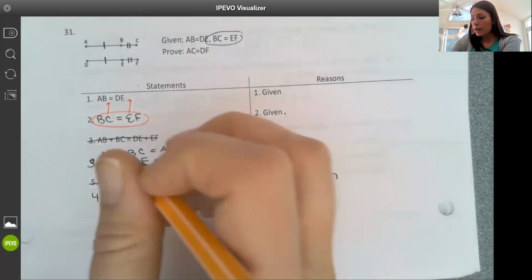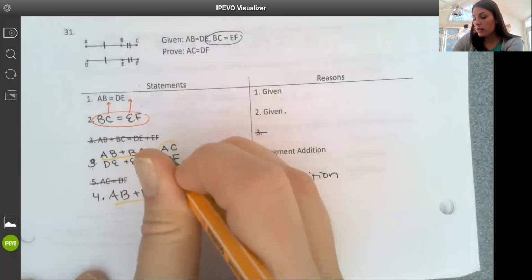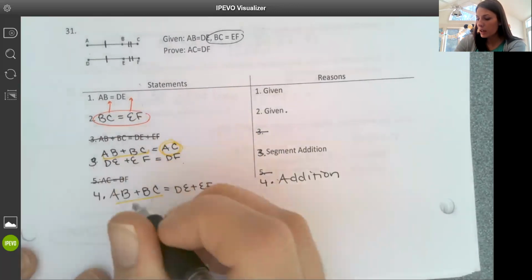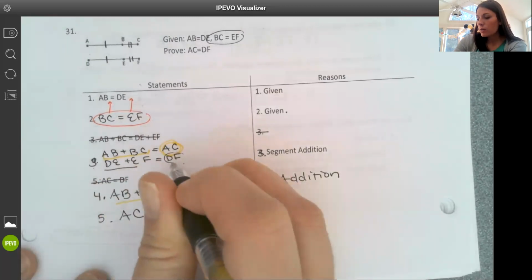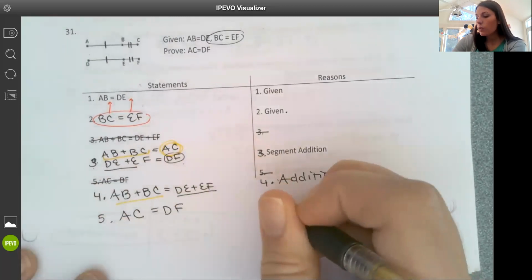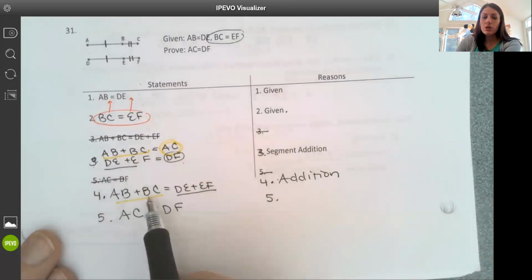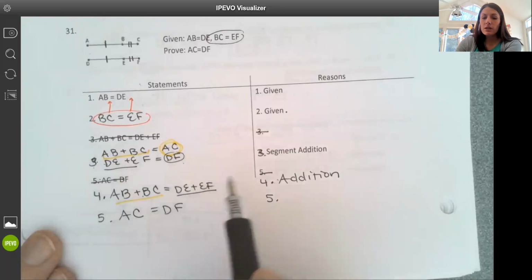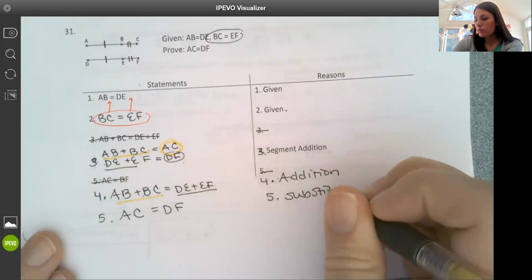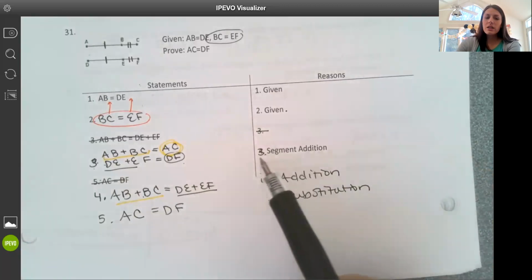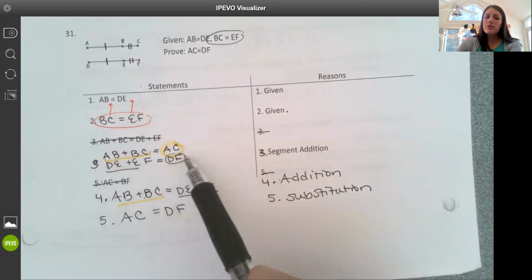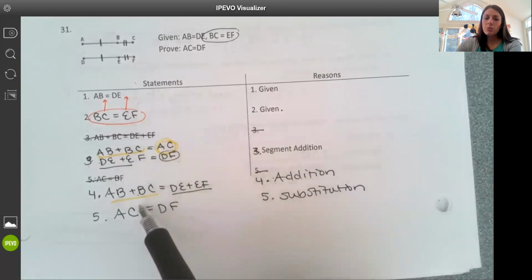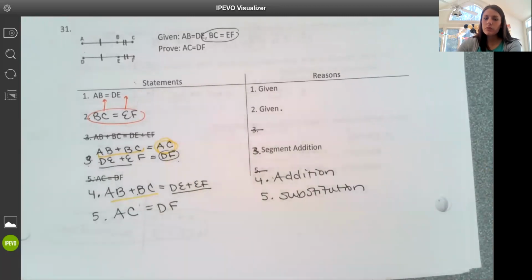And the reason we want to do that is because AB and BC equals AC. That's how we get here. And that's how we get AC. DE and EF equal DF. And what we did there was substitution, right? We said if this is equal to that, we can substitute it in. And if this is equal to that, we can substitute it in. Okay, but I don't put addition before segment addition because I go givens, and then what can I see from my diagram? And now how can I put it together to get where I want to get?